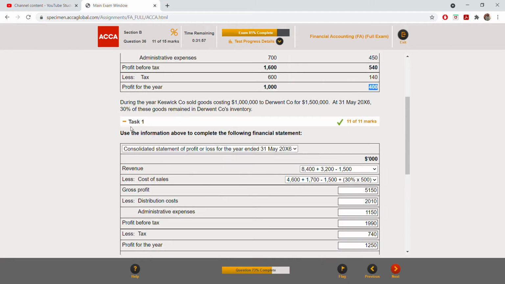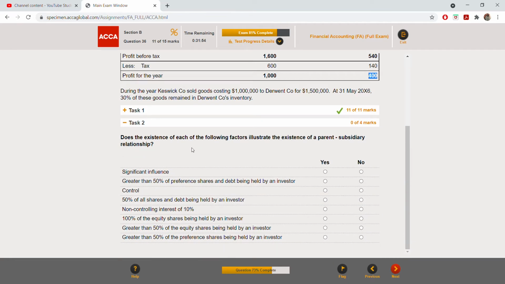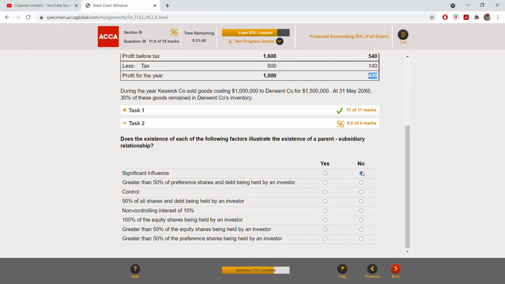So now I'm going to close down task 1 and task 2. Which of the following factors illustrate the existence of a parent-subsidiary relationship? This is theory which you have to know. Significant influence? No, because significant influence means less than 50% or more than 20%, so it could be an associate also, not necessarily a subsidiary. Greater than 50% of preference share debt being held by an investor? Yes. Control? Again, yes. 50% of all shares and debt held by an investor? Yes. 50% or more.